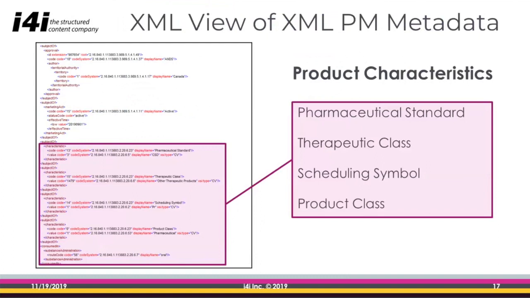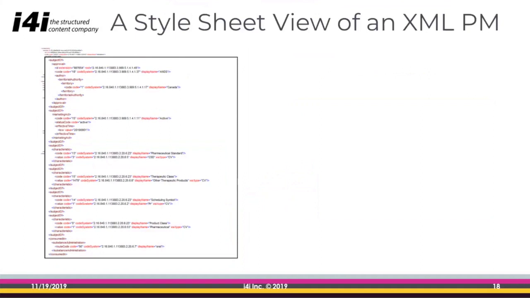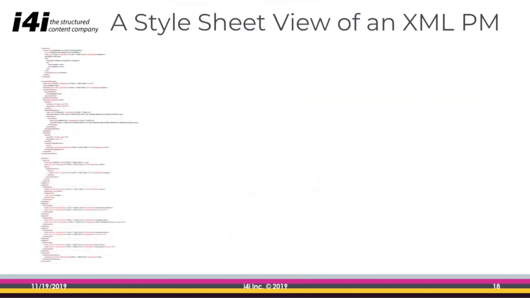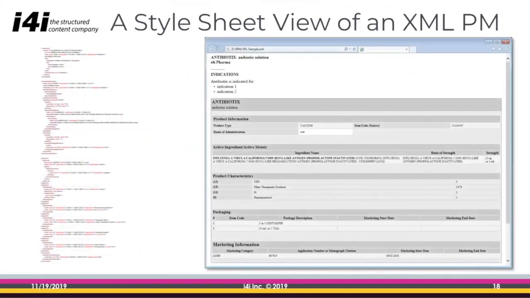Here we can see how the metadata for the drug's product characteristics is enclosed within the extensible markup language, or XML format. The target audience for XML code is machines, so the unstyled view is not very human readable. To fix this, we use a style sheet. A style sheet dictates how the data is rendered on a web page, which would be more organized and readable.